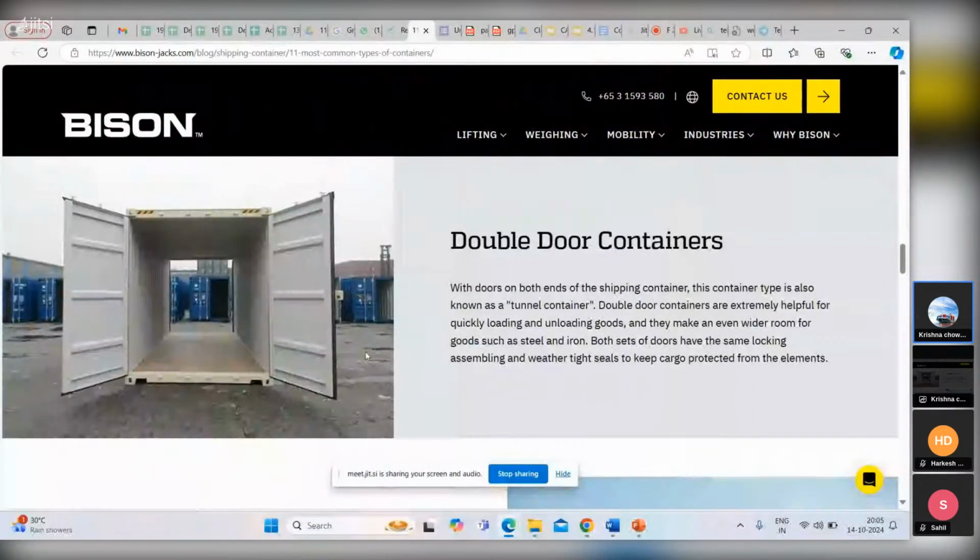Then double door. Normally you have one side door, but sometimes you can have double doors to load cars or something from one side and take out from the other side. With doors on both ends, this container type is also known as a tunnel container. Double door containers are helpful for quickly loading and unloading goods, and they make an even wider room for goods such as steel and iron. Both sets of doors have the same locking assembly and weather tight seals to keep cargo protected from the elements.